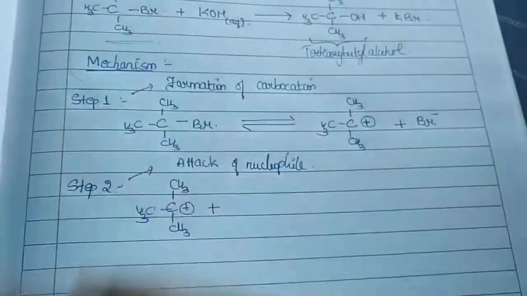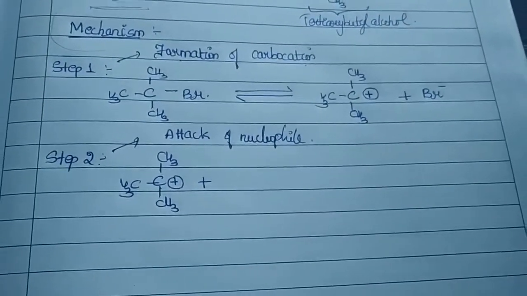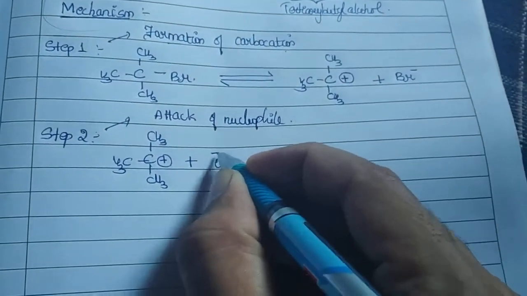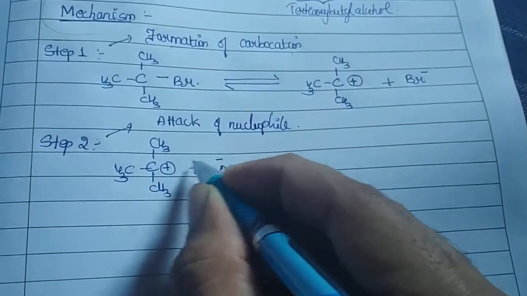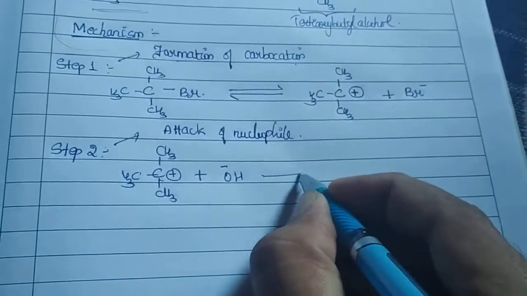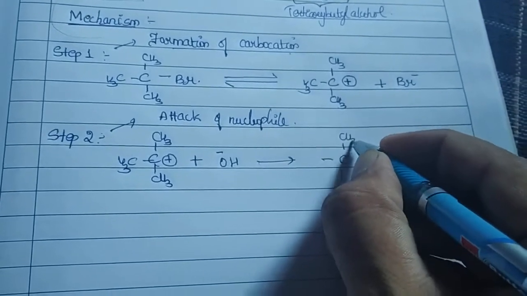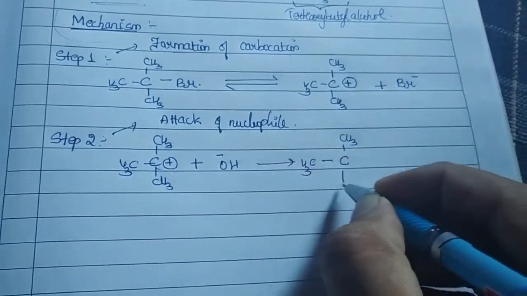Now what happens, the OH minus, which is a nucleophile, having a negative sign, will attack your carbocation to give us our final product, which is your tertiary butyl alcohol.